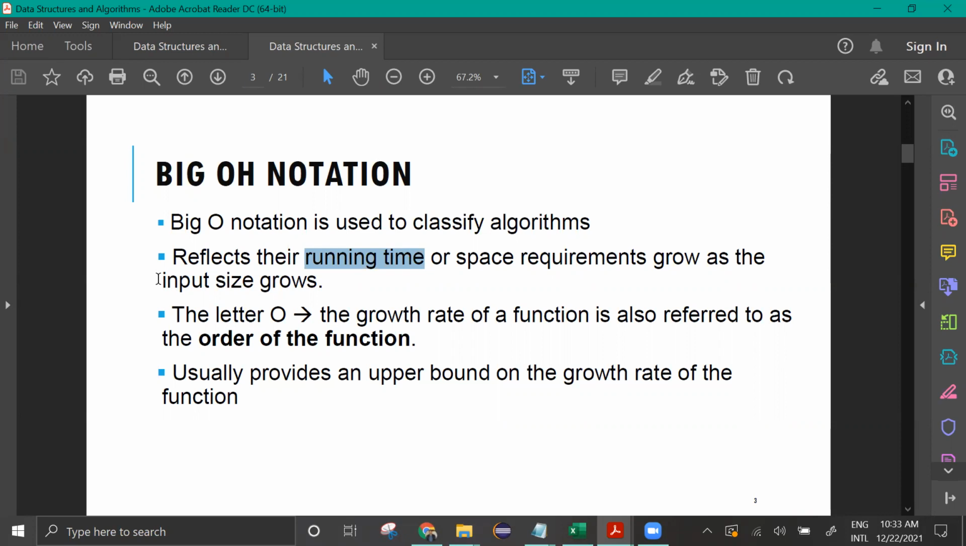Right, so that's what big O notation shows. So it reflects the order of the function. Which order function? One order, is the function constant, linear, quadratic, or what is the order of the function?